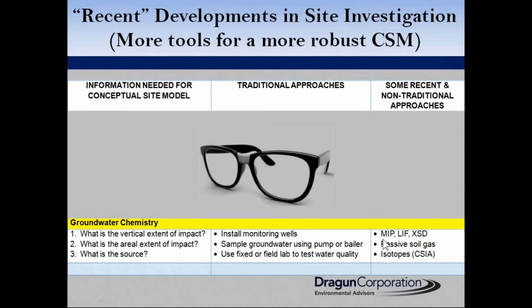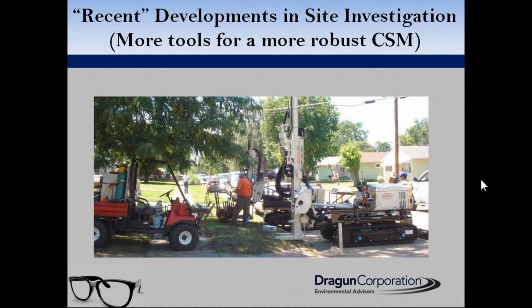So we're going to look briefly at the MIP, the LIF, XSD. We're going to look at passive soil gas, and we're going to look at compound-specific isotope analysis, a different type of isotope work. So here again, we're at that site in Kansas. Remember, we have to move quickly here. There are plumes moving towards the city's water supply. We have 5 years to come up with a RAP, so we've got to get a lot of information quickly.